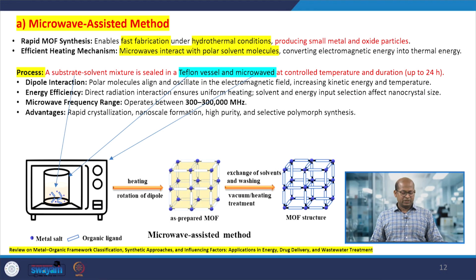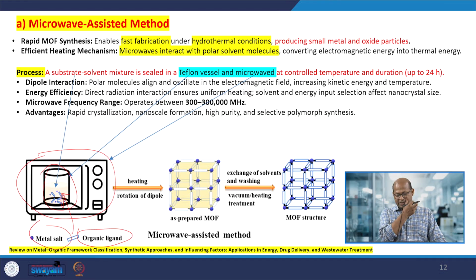You can see here, the first one is the microwave assisted method. In this particular method, a Teflon vessel is taken. Within that, the substrates, that is the metal salts and organic linkers, are both taken, and after that the Teflon vessel is placed inside the microwave, and the microwave assists the condensation reaction.